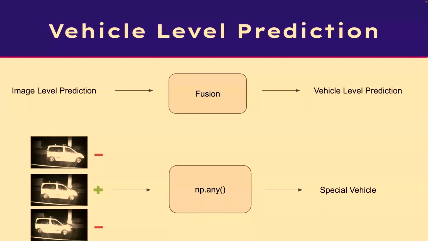So if we use a function like np.any, or in other words an OR function, if one of the predictions is special, the vehicle will be labeled as special. And we can play around with the fusion function. We can increase the threshold from 1 to 2 or 3, or we can use max voting, and this will change the performance that we have.